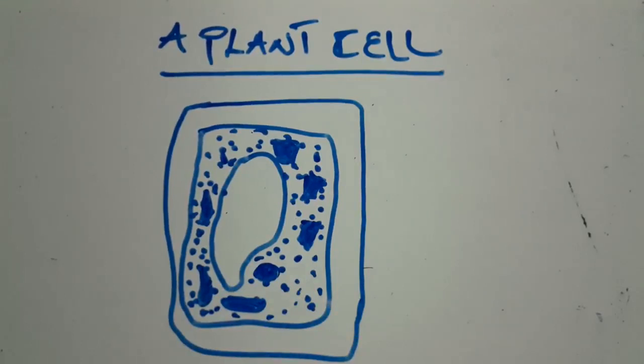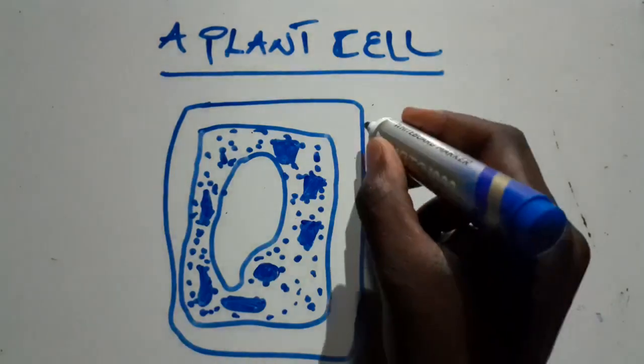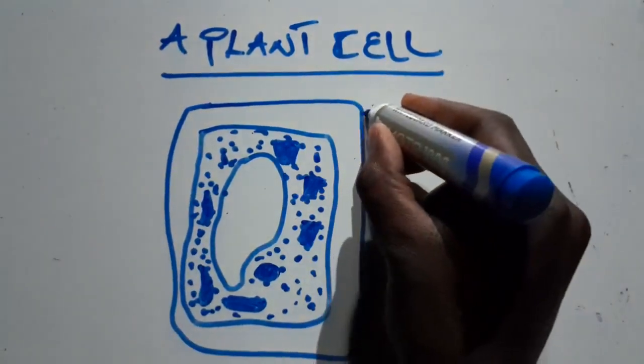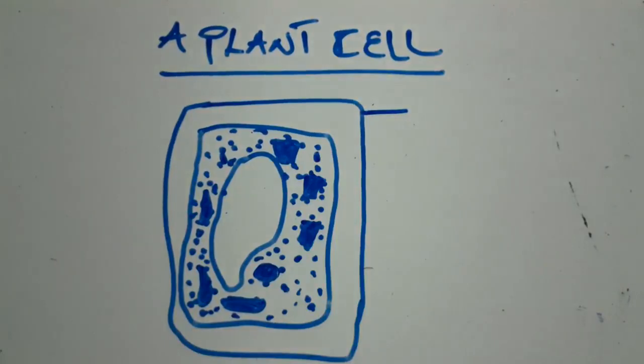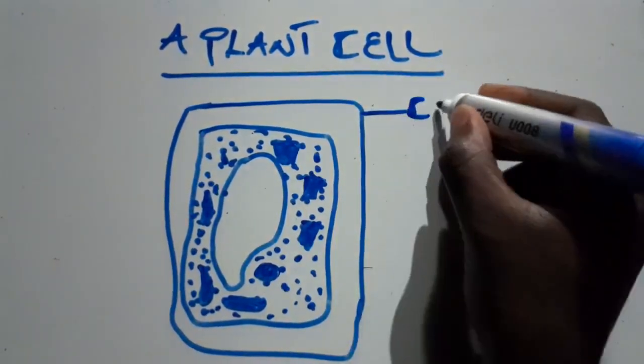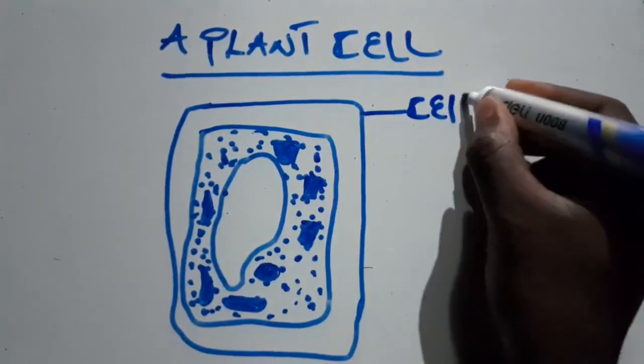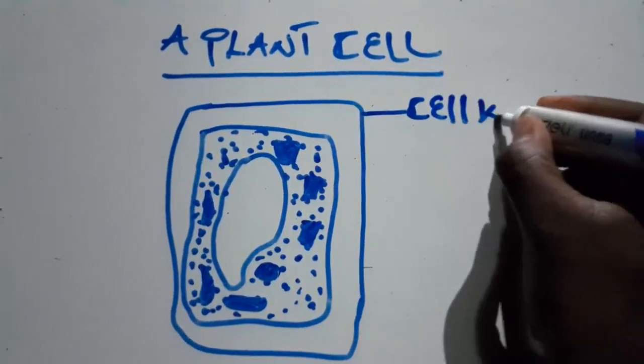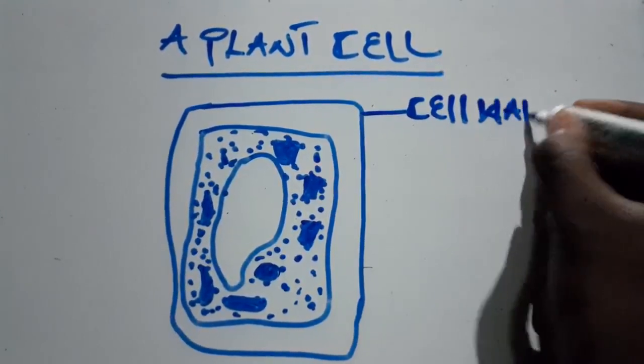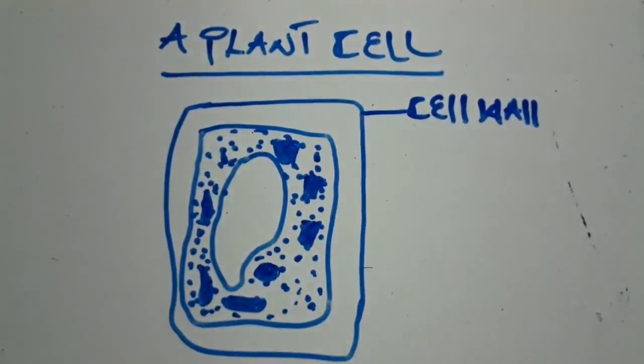Okay, so a simple structure of a plant cell looks like this. Now let's label together the parts of a plant cell. The first part that we are able to see is called a cell wall. It is called a cell wall.